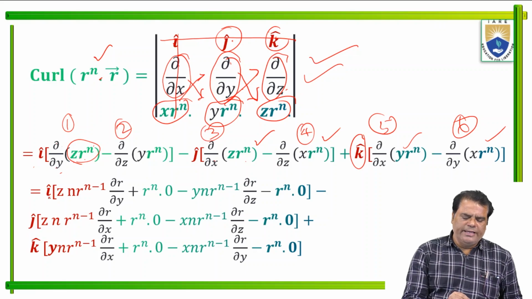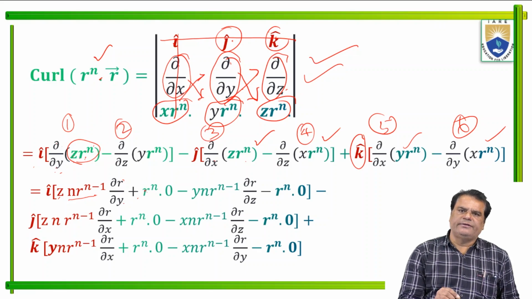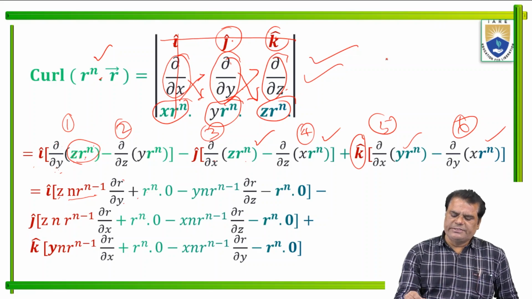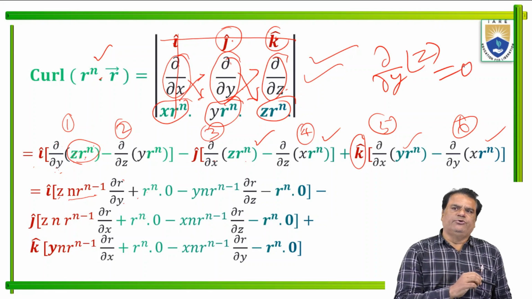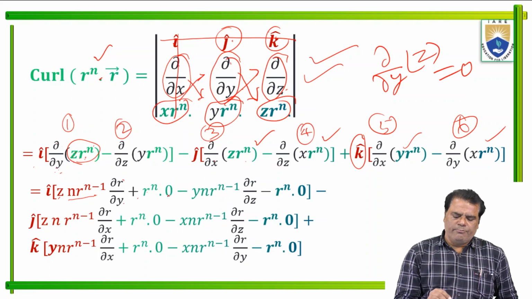So now i common here, z is constant. I am putting z as a constant. Differentiation of R to the power n with respect to y: n R to the power n minus 1 dou R over dou y, plus R to the power n constant. Differentiation of z with respect to y. Differentiation of z with respect to y is always 0. So putting here this result 0. Minus sign.